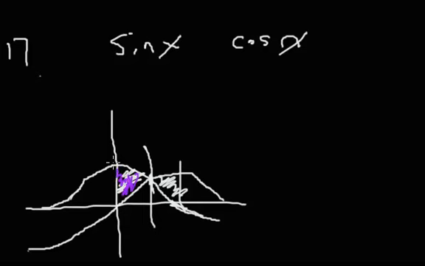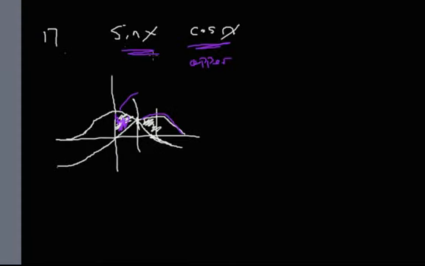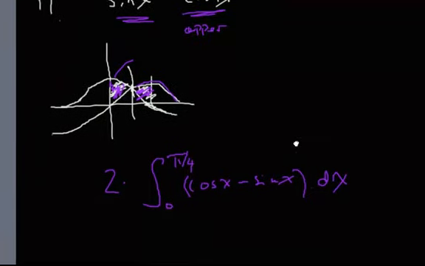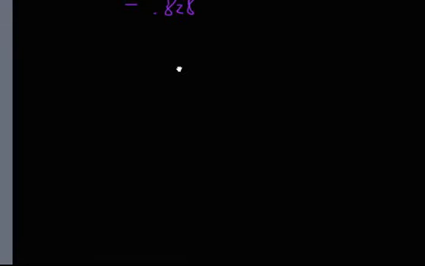This part, we have the upper function cosine x. Here cosine x is the upper function. But here we have sine x as the upper function. But what we can know is the two areas are exactly the same, so we don't need to differentiate twice, which is good. So 2 times the integral from 0 to pi over 4 of cosine x minus sine x, either way works, times dx. Plug this into a calculator, and it will give you the answer 0.828. Okay.